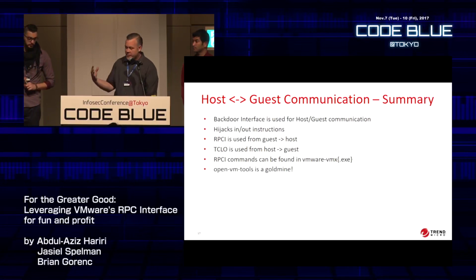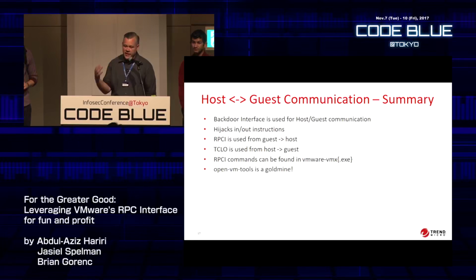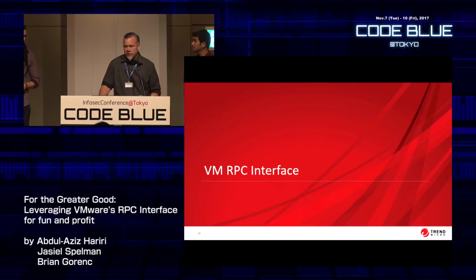Now, in summary, there is that backdoor interface. We're about to go into what that RPC interface looks like in detail. It does hijack the in and out instructions like we talked about, and what we're really looking at is communication going from the guest to the host. We're going to ignore TCLO and look specifically at the RPCI commands. Again, using Open VM Tools, we can get a really good understanding of what this interface looks like. And Jazel now is going to go over what this RPC interface looks like and how you trigger it using some of the tools that we've developed internally.